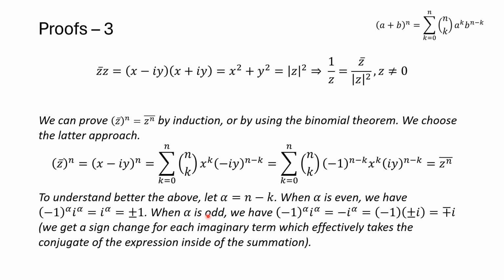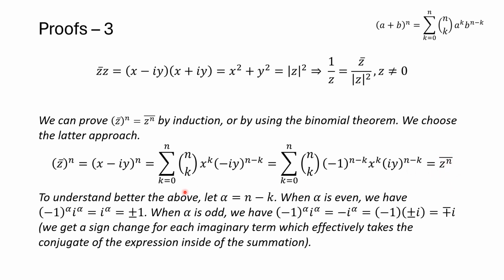However, when alpha is odd, we have minus 1 to the alpha times i to the alpha. Minus 1 to an odd number is minus 1. And then you get minus 1 times i to the alpha, and alpha is odd, so you get either plus or minus i, and the minus 1 changes the sign. So for each imaginary term in this summation, you're basically inverting the sign. So effectively, you're taking the conjugate of this, which is what we wanted to get in terms of our final result.